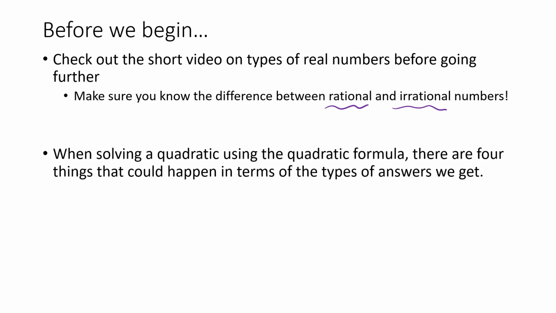Now, when solving a quadratic using the quadratic formula, there are 4 things that could happen in terms of the types of answers we get. In this lesson, I'm going to work the problems out all the way to completion so that we can see the types of answers. But what we're aiming for is being able to identify the kind of answer that we're going to get without having to work the whole problem out. The discriminant is intended to be a bit of a shortcut where you can say something about what the answer will be without having to go all the way to the answer. That's where we're going with this.